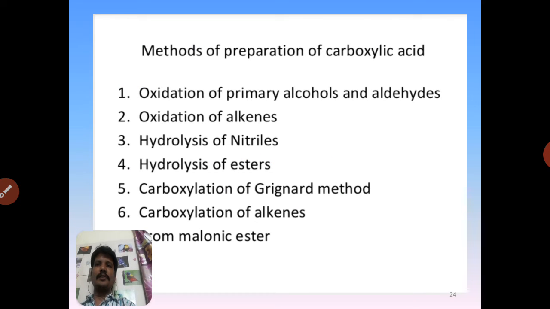Today, we will discuss the methods of preparation of carboxylic acid. There are a number of methods for the preparation of carboxylic acid, so we will discuss them one by one. From those, today we will discuss some methods for preparation of carboxylic acid.